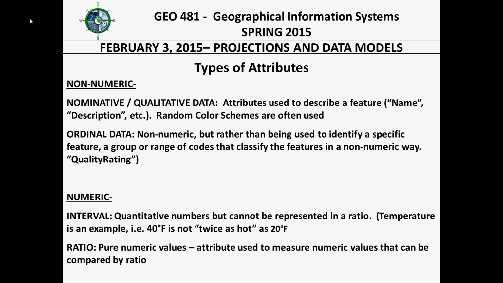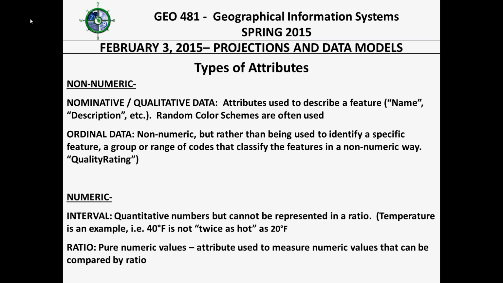If you think about how you describe yourself, if you introduce yourself to someone, hey, my name is so-and-so, that's a nominative attribute. Like Torsten's name starts with a T and my name starts with a G. He's not somehow greater or less than me because it's a different letter. There's no mathematical value to the name of a person.